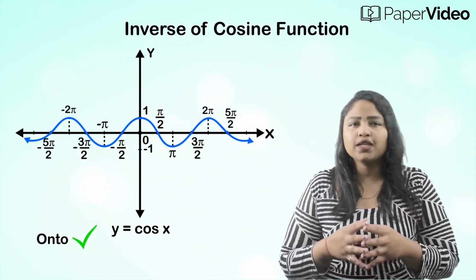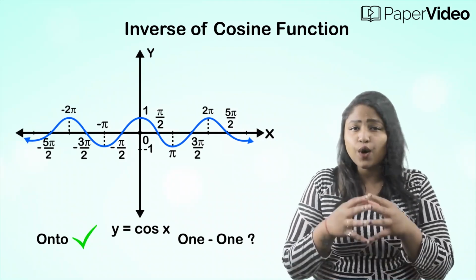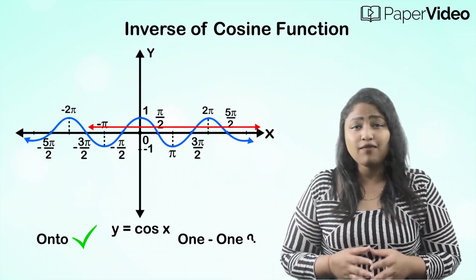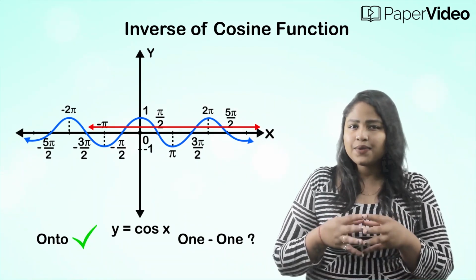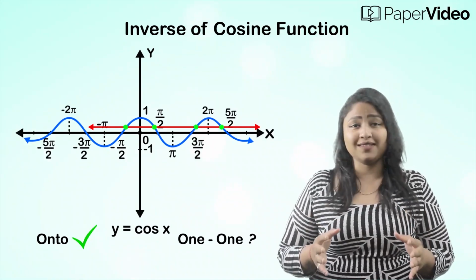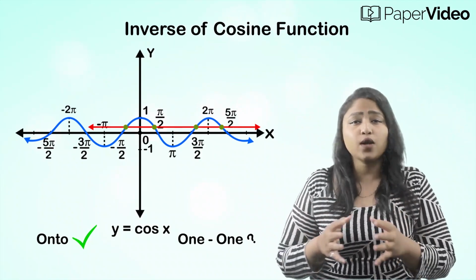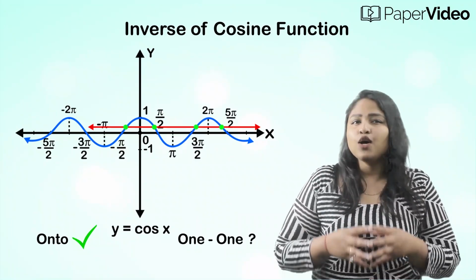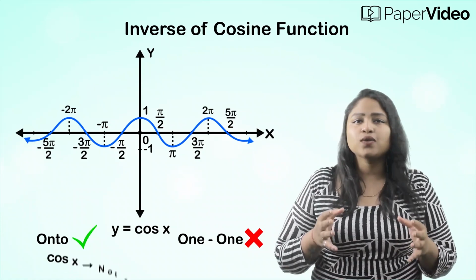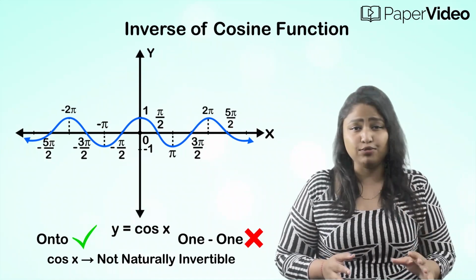Now, let us check whether the cosine function is a 1-1 function. For this, we will use the horizontal line test. Draw a horizontal line passing through the curve of the cosine function. As we can see, the horizontal line intersects the curve at more than one point. This means that for each value on y-axis, there is more than one corresponding value on the x-axis. So, cosine function cannot be a 1-1 function. And cosine function is not a bijection, so it is not naturally invertible.